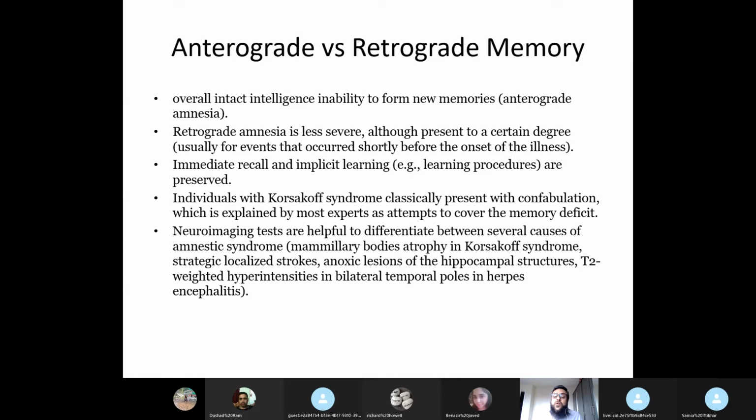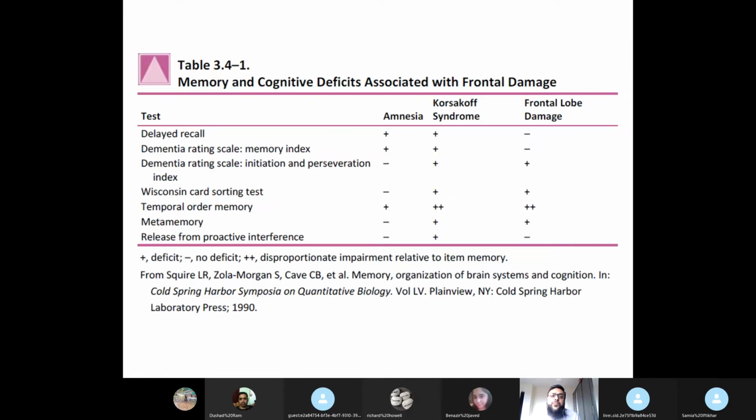Individuals with Korsakoff syndrome classically present with confabulation, which is explained by most experts as attempts to cover the memory deficit. And neuroimaging tests are helpful to differentiate between several causes of amnestic syndrome. Mammillary bodies atrophy in Korsakoff syndrome, strategic localized strokes, anoxic lesions of hippocampal structures, and T2 weighted hyperintensities in bilateral temporal poles in herpes encephalitis, etc.